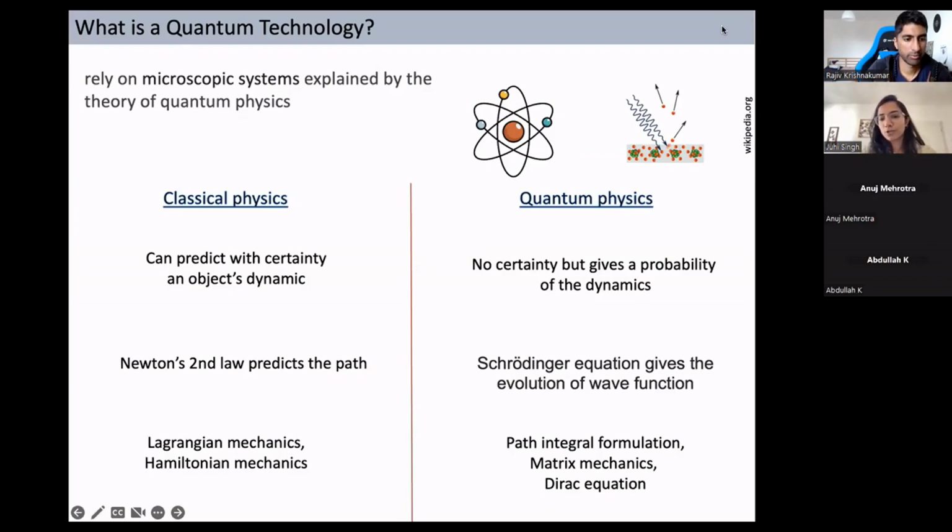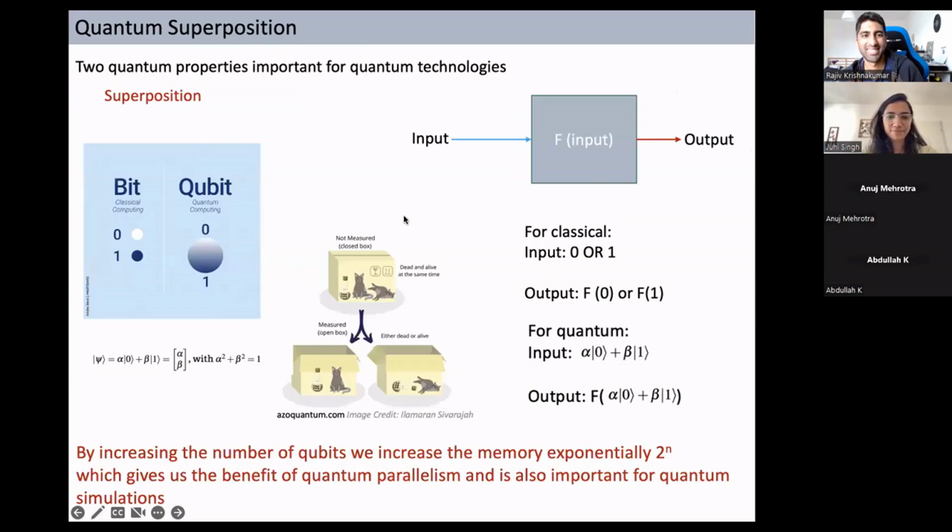And you also have something similar to Newton's law, which is the famous Schrödinger equation, where you can give the wave function evolution, and there are other formulations as well. For example, in classical physics you have Lagrangian mechanics and Hamiltonian mechanics, and similarly in quantum you have the path integral formulation. For sure, I'm not going to go into these topics in detail because it would be the end of the world. But when you talk about quantum properties, there are really two main important properties that matter in quantum computing. The first is quantum superposition.